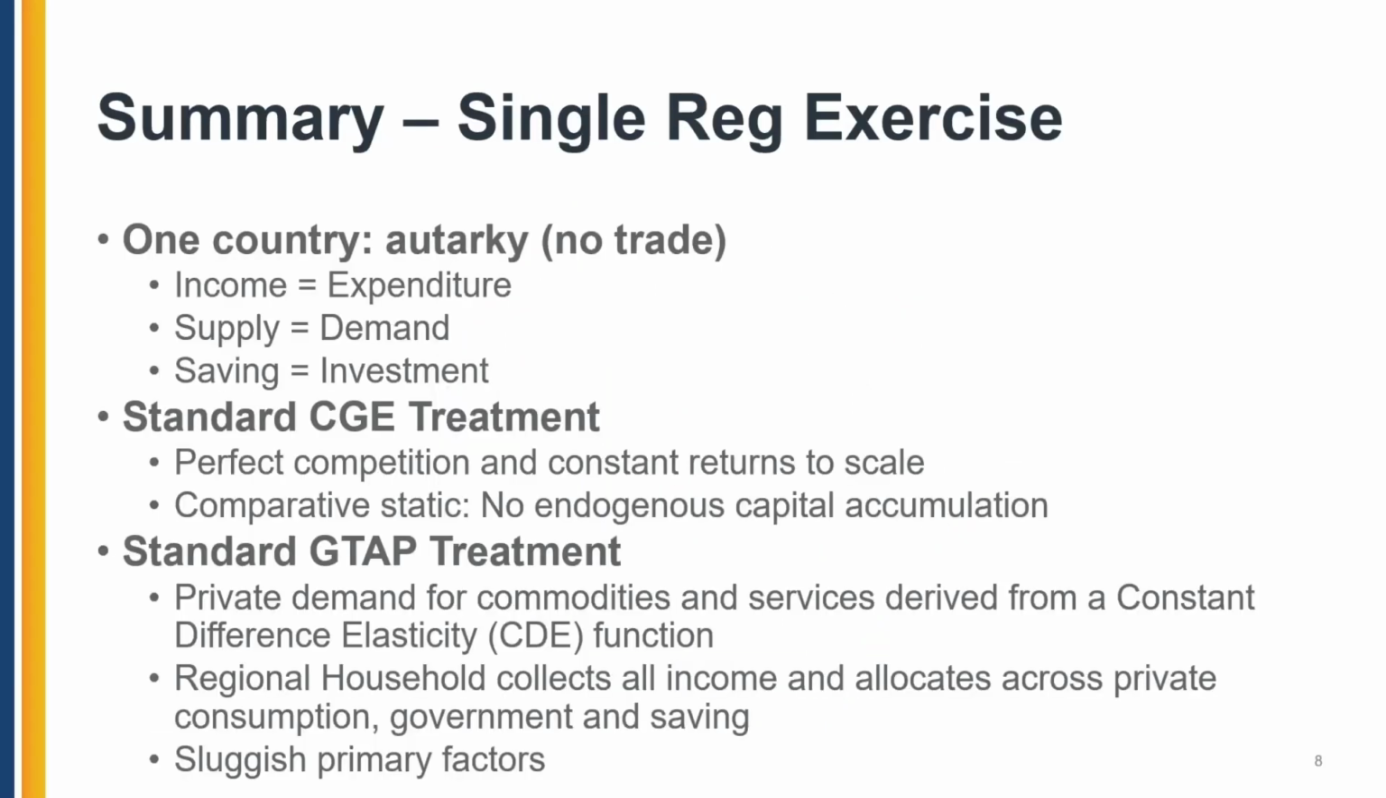So let's just summarize the single region exercise we've done. So we just looked at a closed loop or circular economy. It was autarkic. There was no trade.